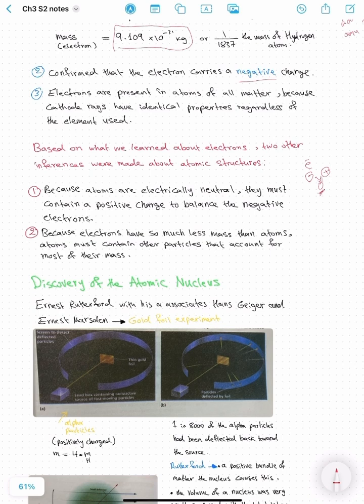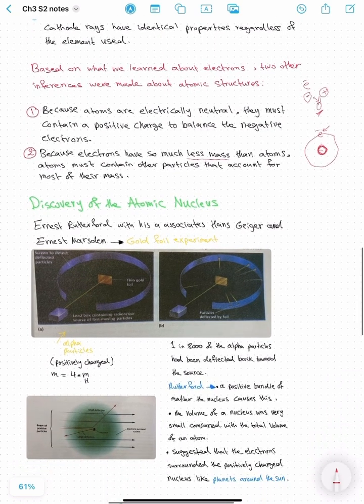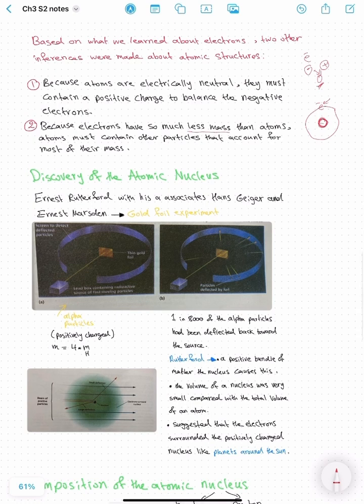Okay. Number 2, because electrons have so much less mass than atoms. This is the structure of an atom. This is electron. The mass of electron is so tiny. Then where does the other mass, or the whole mass of the atom, go? Something should be inside the nucleus that holds up this whole mass. Then we go to the discovery of the atomic nucleus.